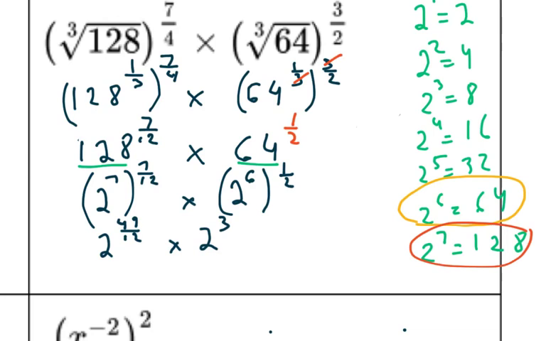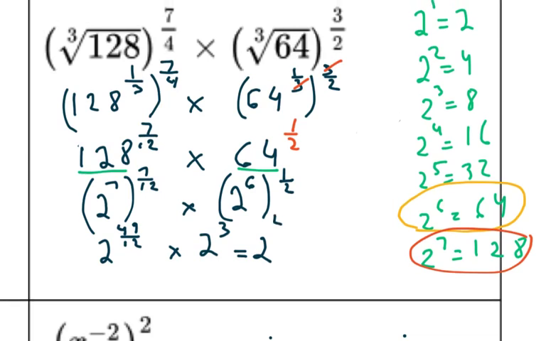Next thing, I can apply product rule, which means that base stays the same. It's 2, and I need to add exponents. So 49 over 12, we need to add 3. Therefore, we need a common denominator, so I'm going to multiply 3 by 12.